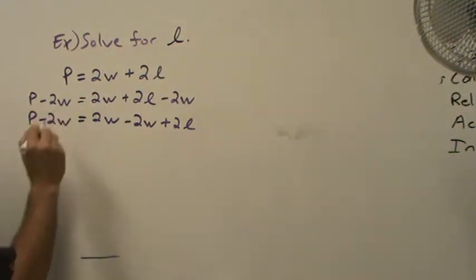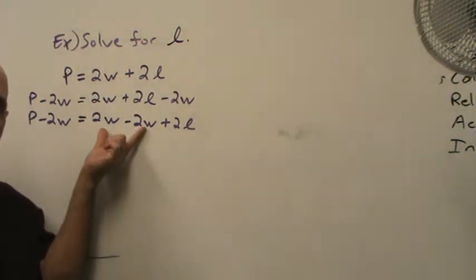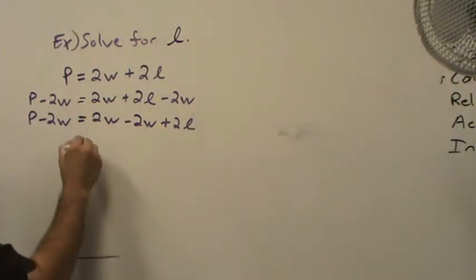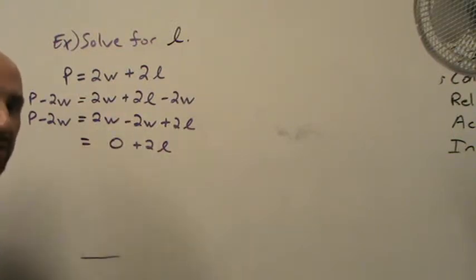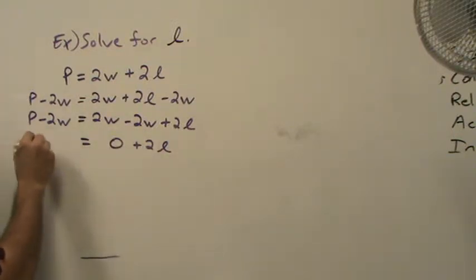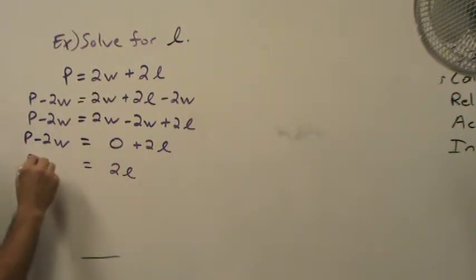Here we have the left side still what it is. But the advantage here, we see now that this and this combine to be 0. And they undo each other, or they cancel each other out. So what we have now is 2l equaling the left side. So that looks better, right?